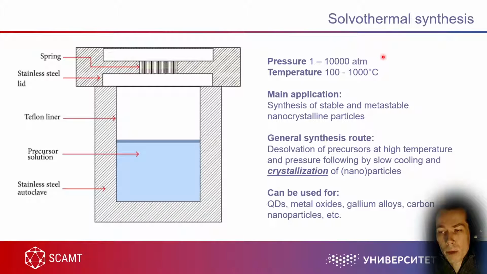What's so important about this synthesis is it can be used to produce crystalline particles, not just crystalline, nanocrystalline particles, because when you heat your precursors and then slowly cool them, they undergo crystallization into particles. And using this technique, you can produce metal oxides, different gallium alloys, carbon nanoparticles, quantum dots, and so on. But the most important thing, emphasized here, is crystallization.